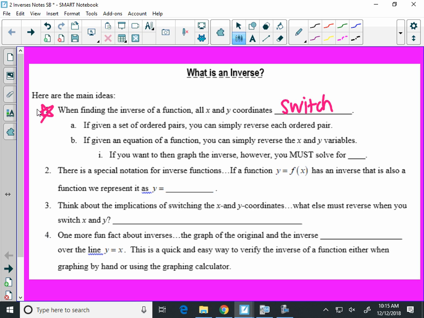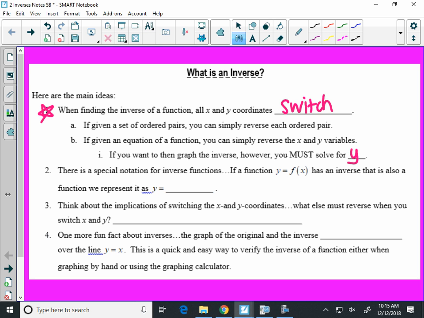Now we're going to be graphing inverses. When we graph these inverses, we're going to make sure that we solve our equation for y. That's what we were practicing with our practice lesson on graphing equations: how do I solve for y so that I can graph the line?